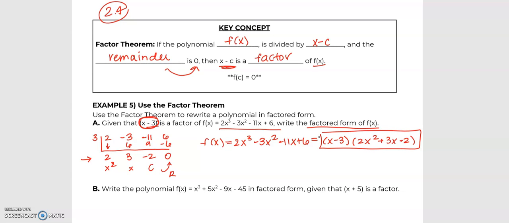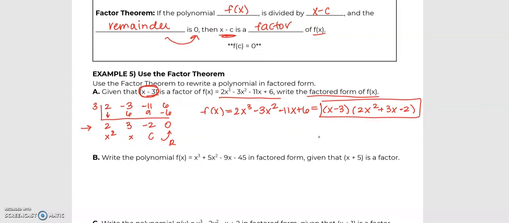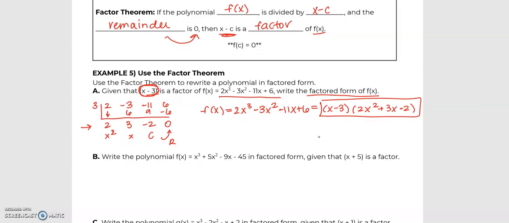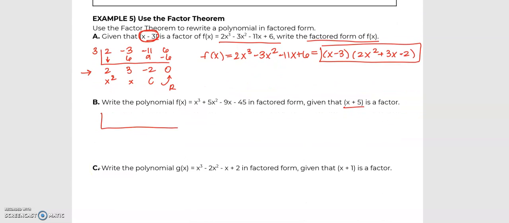Okay, let's check out one more. Write the polynomial f of x equals x cubed plus 5x squared minus 9x minus 45 in factored form, given that x plus 5 is a factor. I'm going to jump right to synthetic division: 1, 5, negative 9, negative 45, and my c value is negative 5.